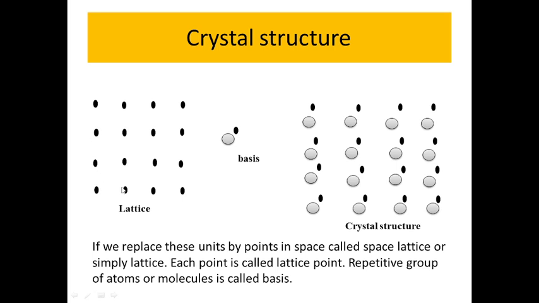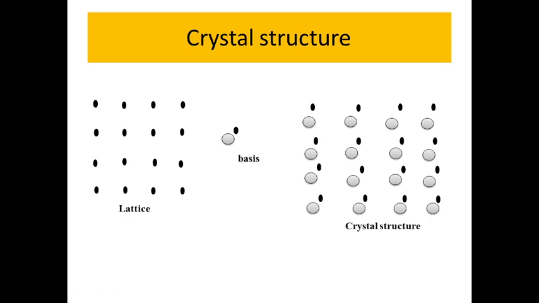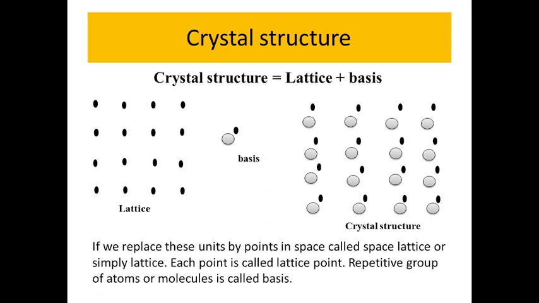it is called space lattice, or lattice simply, and each point is called a lattice point. If we draw a small circle below it, that is called the basis. So a repetitive group of atoms or molecules or ions is called basis. So lattice plus basis will make crystal structure.